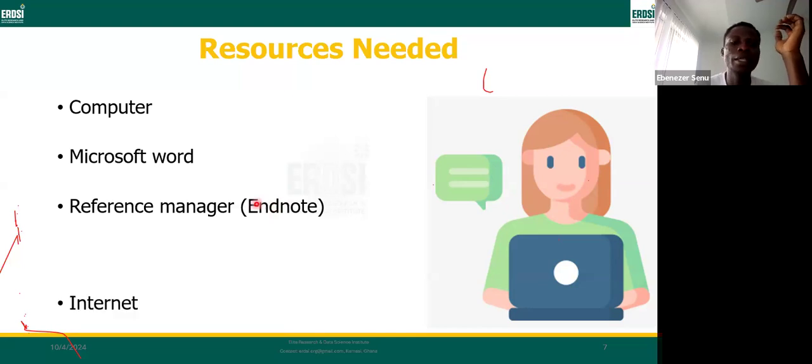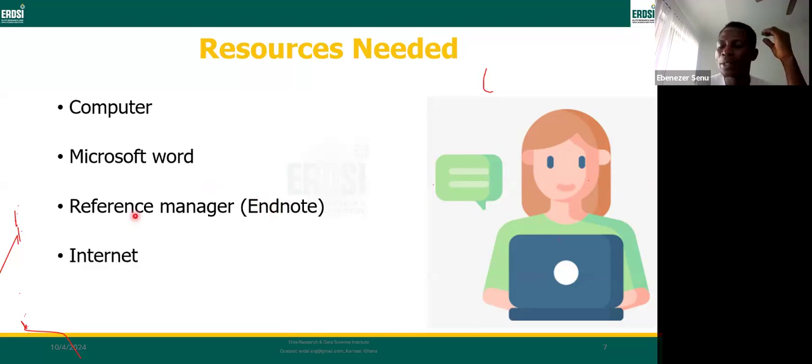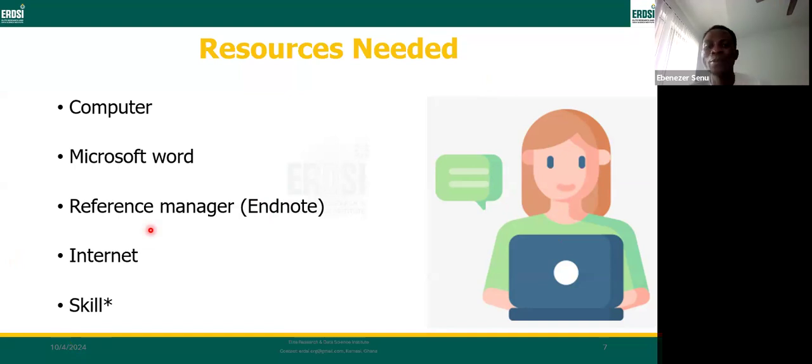The next one is we need internet. Before you start writing your chapter one, your introduction, you need internet. You cannot go and sit in your room, sit anywhere and want to start writing. And we need the skills. And I'm happy that today you've joined this training to learn the skills of how to write a typical chapter one. So if you have all these things, then you are good to start writing your typical chapter one.